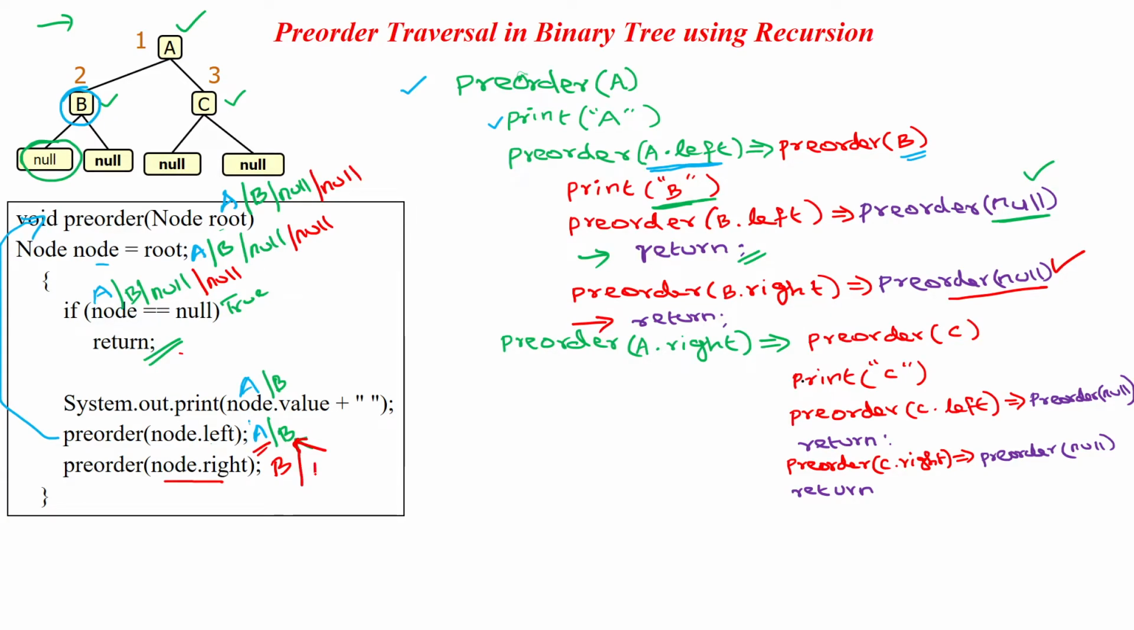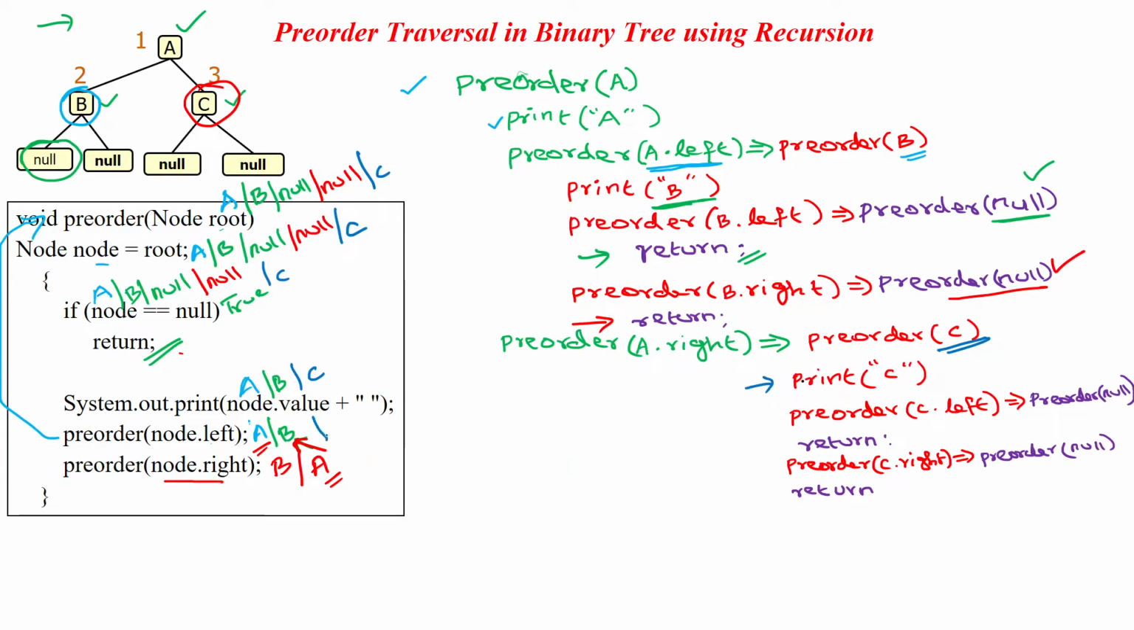So for A, we have to call A dot right. A dot right is C, so C is passed here. Then root C is assigned to the node. Now C equal to null is false. Then we check the node dot value, which is C, so C is printed here.